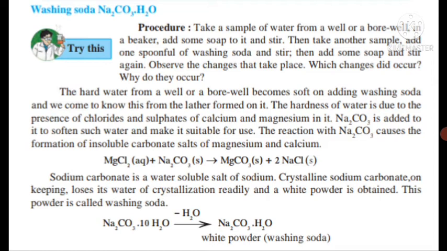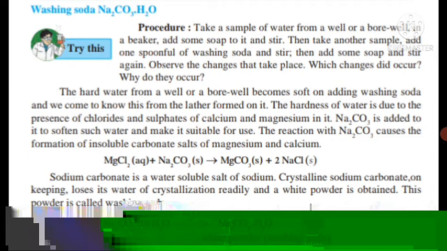Crystalline sodium carbonate, on keeping, loses its water of crystallization readily, and a white powder is obtained. So this powder is called the washing soda. Here we can see the chemical reaction: Na2CO3.10H2O, on keeping, loses water of crystallization, and we get Na2CO3.H2O, that is the white powder of washing soda.